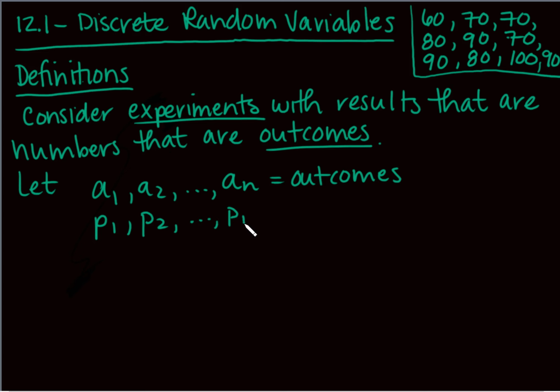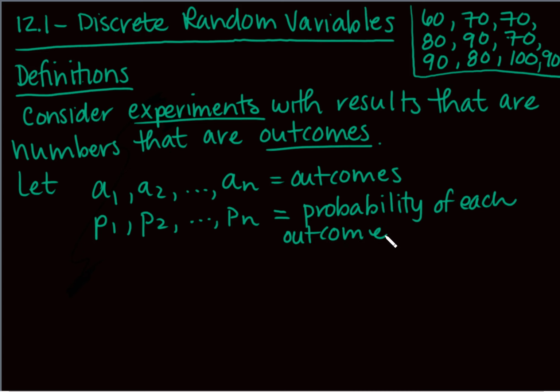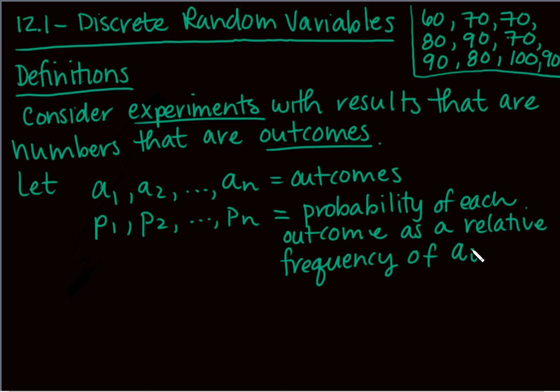We are going to say that P is the probability of one of those outcomes occurring. So the probability of each outcome, we'll write as a relative frequency. You saw that in the book also. Relative frequency is just the frequency of that grade relative to how many grades I actually have. As a relative frequency of A sub i, and I want to note that this probability is what we get if we were repeating the experiment often.